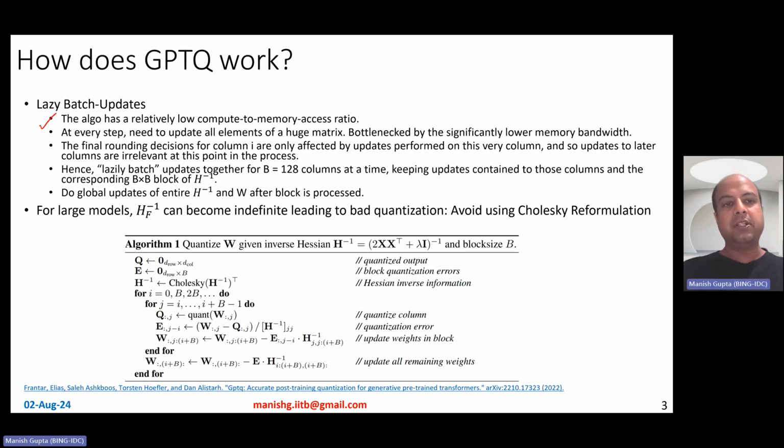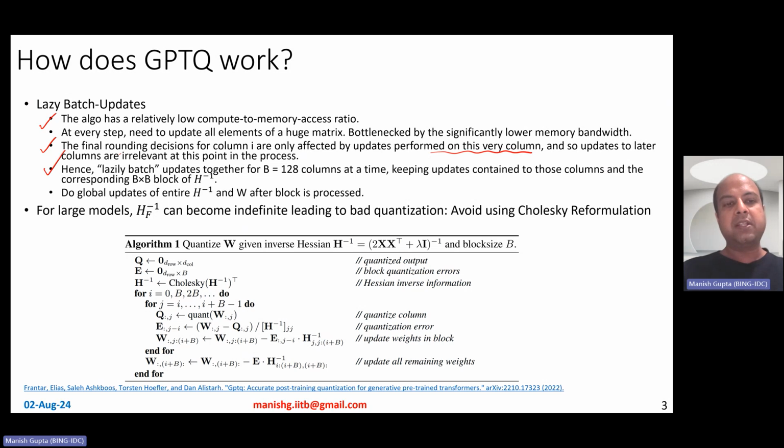So what GPTQ further does, rather than updating the entire huge matrix at every step, is make use of an interesting property: when you're trying to update this Hessian and do quantization, you only care about values in that particular column. The rounding decisions by quantization depend only on the updates performed on this column i only. And therefore, you can batch updates for various columns.